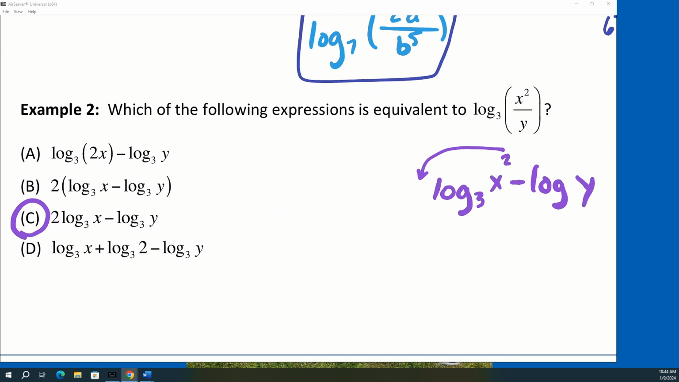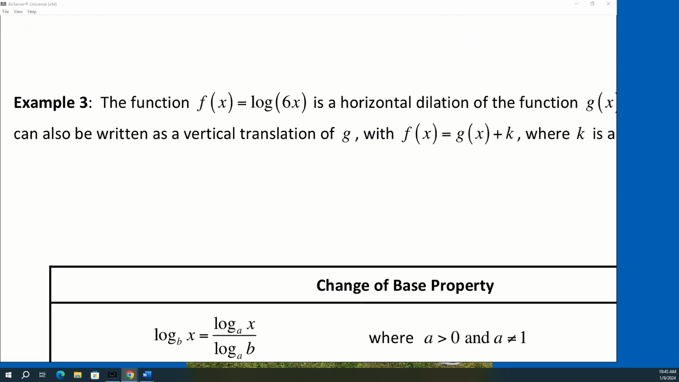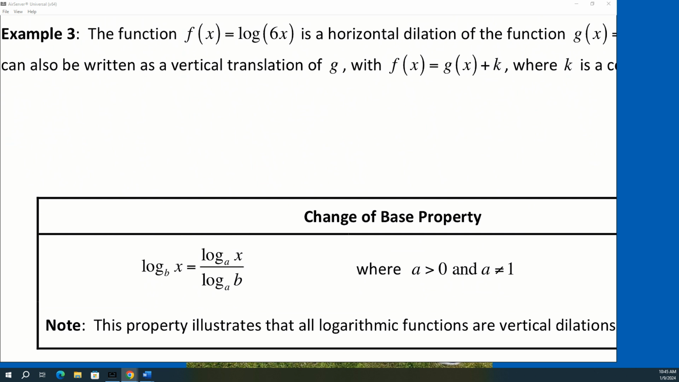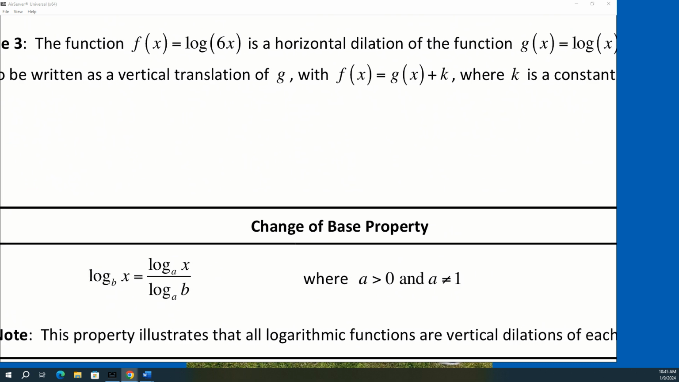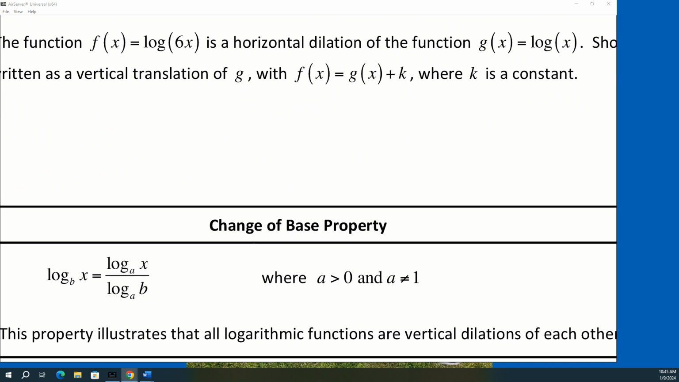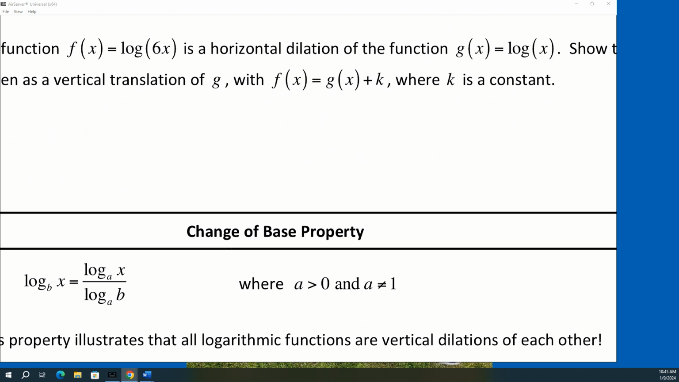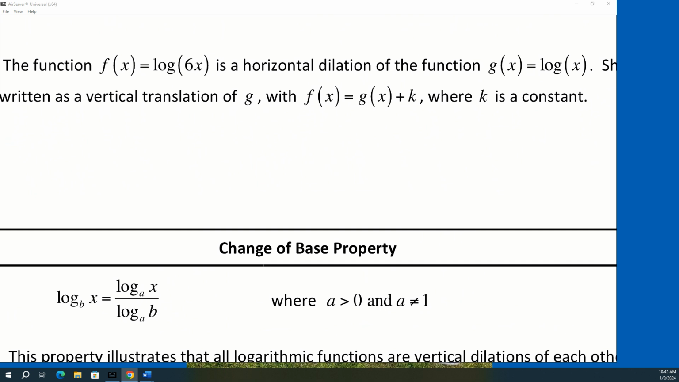All right, you guys okay? All right, example 6 is another one where we have one logarithm and we're going to write it as multiple logarithms. These directions are kind of interesting, actually. So we have f of x is log of 6x. That's going to be a horizontal dilation of the function g of x, which is just log of x. So what is the factor of the horizontal dilation? If it's a 6 here, 1/6.